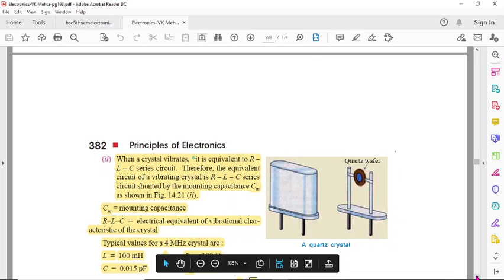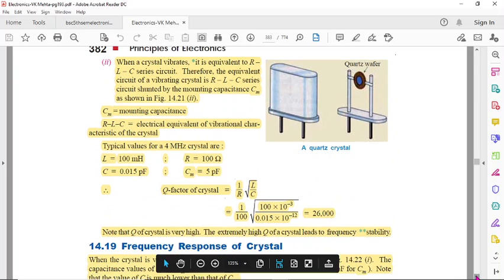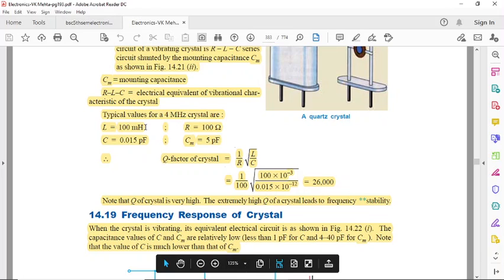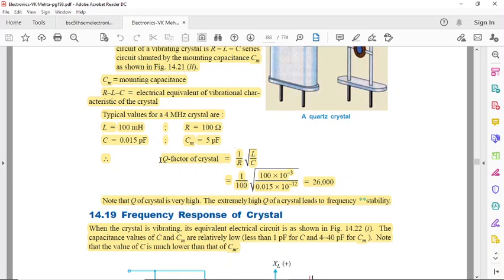Cm is the mounting capacitance, and for example, for a 4 megahertz crystal, let us assume that for the Q factor, L equal to 100 millihenry, R is 100 ohm, capacitance 0.015 picofarad, Cm is 5 picofarad. Then Q factor is 1 by R square root LC. If we substitute these values, we can see that Q factor is 26,000, which is very high. This extremely high Q of a crystal leads to frequency stability.